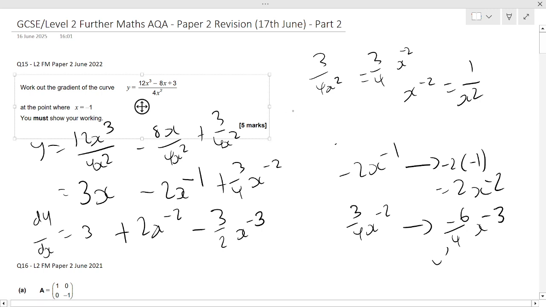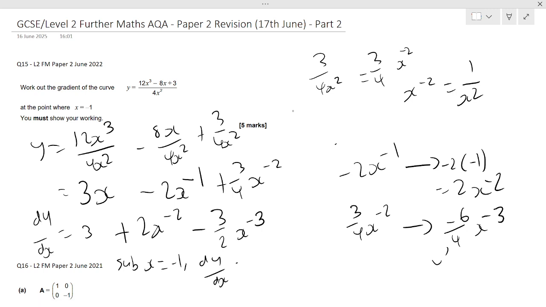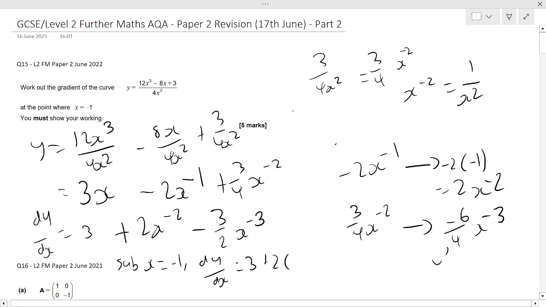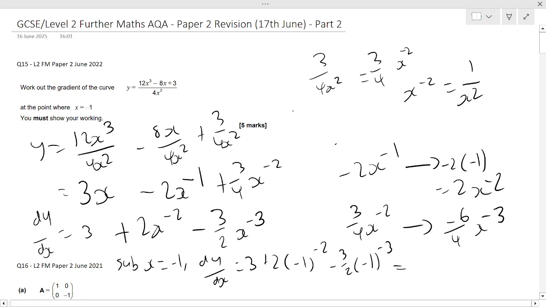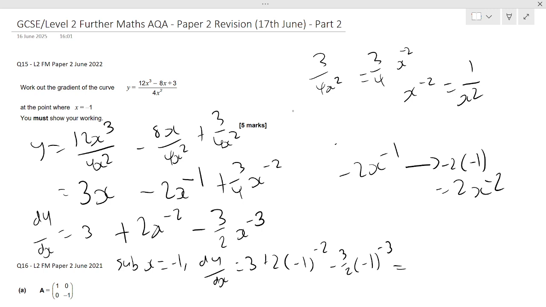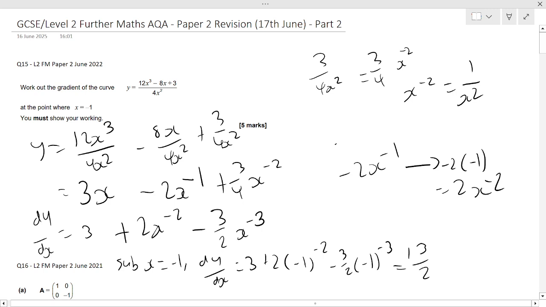So then I'm going to sub in x is minus 1. Then the derivative dy/dx is going to be 3 add 2 lots of minus 1 to the minus 2, minus 3 over 2 minus 1 to the minus 3. I'm going to get rid of this bit now, not make it cluttered. Then you can put that into the calculator, and that'll get you 13 over 2. And that's your derivative, that's your gradient.